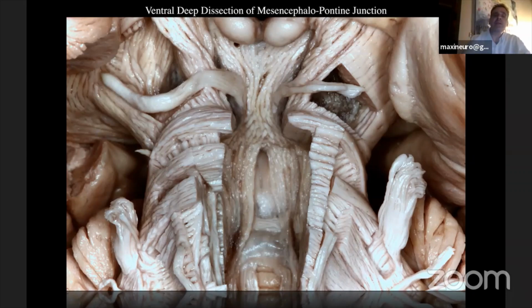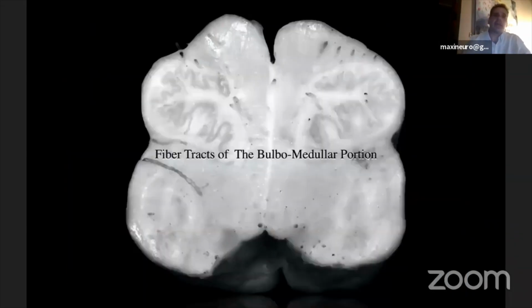Now, we continue with the dissection at the level of the bulbomedullary portion. This is the critical area. I listened to Professor Touré in one talk about this area, and like he said, it is a very, very important area. It's totally different if you compare it with the pons or the midbrain. It's a critical and very small area. It's very important to know.